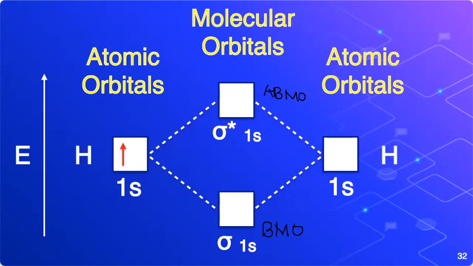So for example, we have hydrogen atoms. We have two hydrogen atoms forming the hydrogen molecule or H2. For each 1s orbital of the hydrogen atom, it has one electron. So after overlapping, the two electrons will go first to the BMO or the bonding molecular orbital because BMO has lower energy compared to the ABMO. These two electrons from the 1s orbitals will go to the BMO.